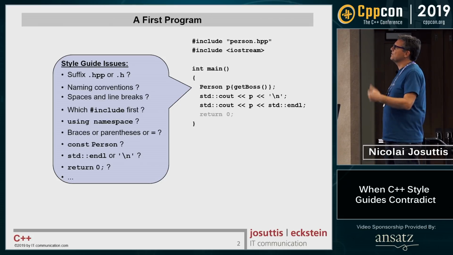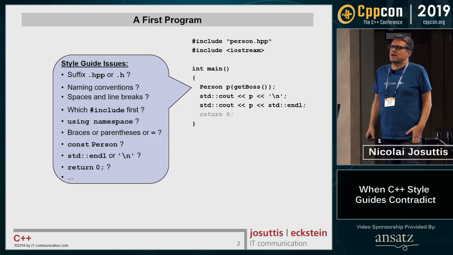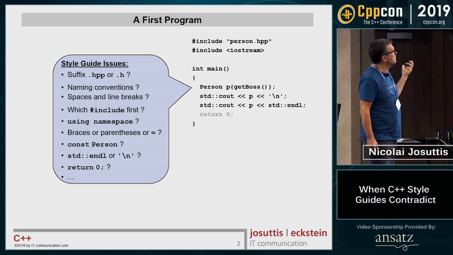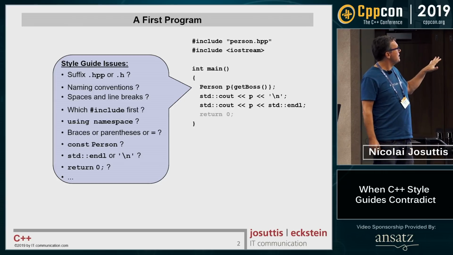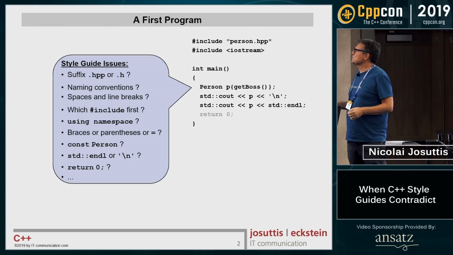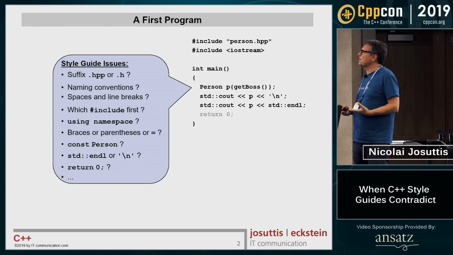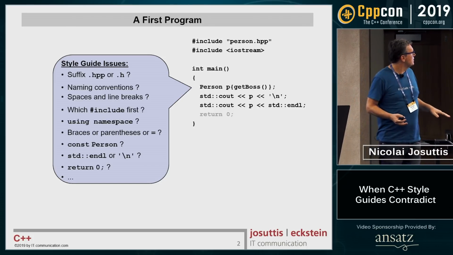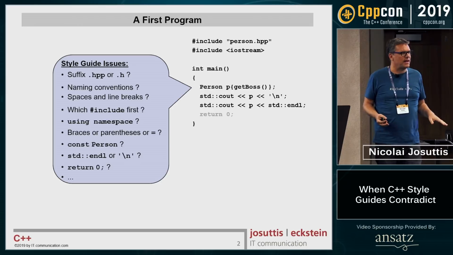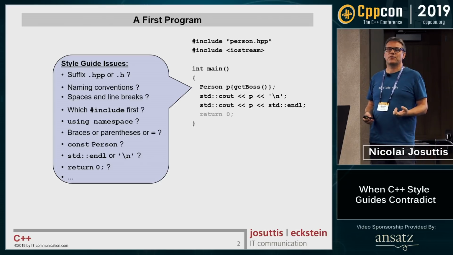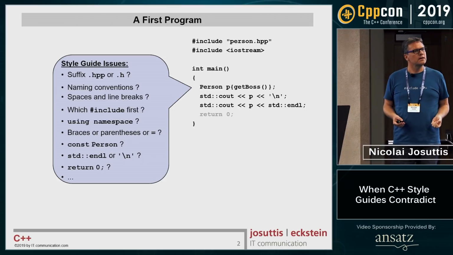But the first more interesting thing is what should be the suffix of a header file? Should we use namespaces? Which include comes first? Should we use using namespaces or not? When we initialize, should we use braces or parentheses or the equal sign? Where should we declare person to be const? Should we use end line or new line here? Should we have a return 0 statement? That's all the things you have to decide because with beginners, you are the first guy teaching C++.